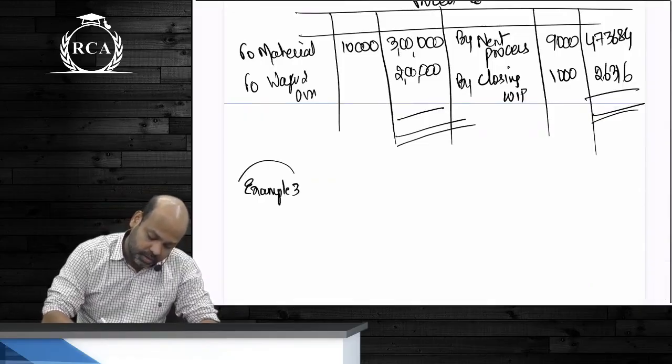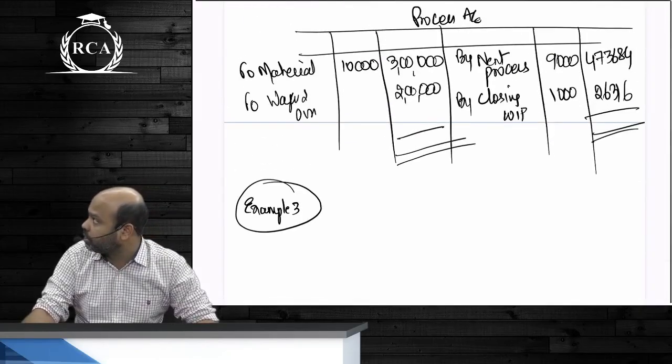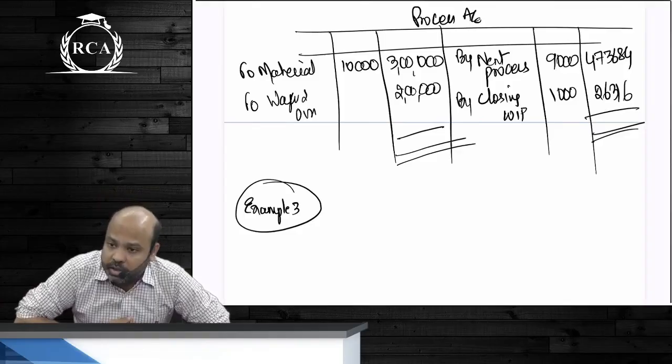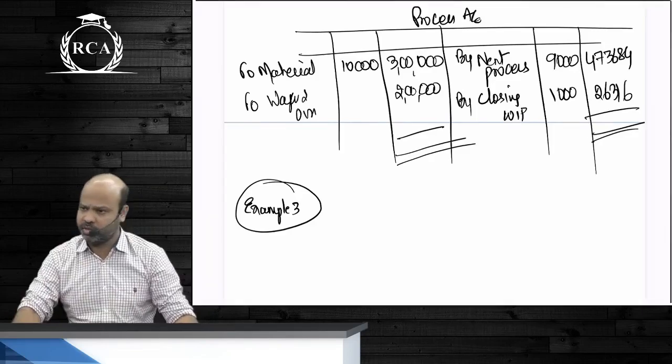Example 3. Write down. Is everyone done with process account? Write down beta. Example 3 में explanation के साथ दे रहा हूँ बेटा सब कुछ.